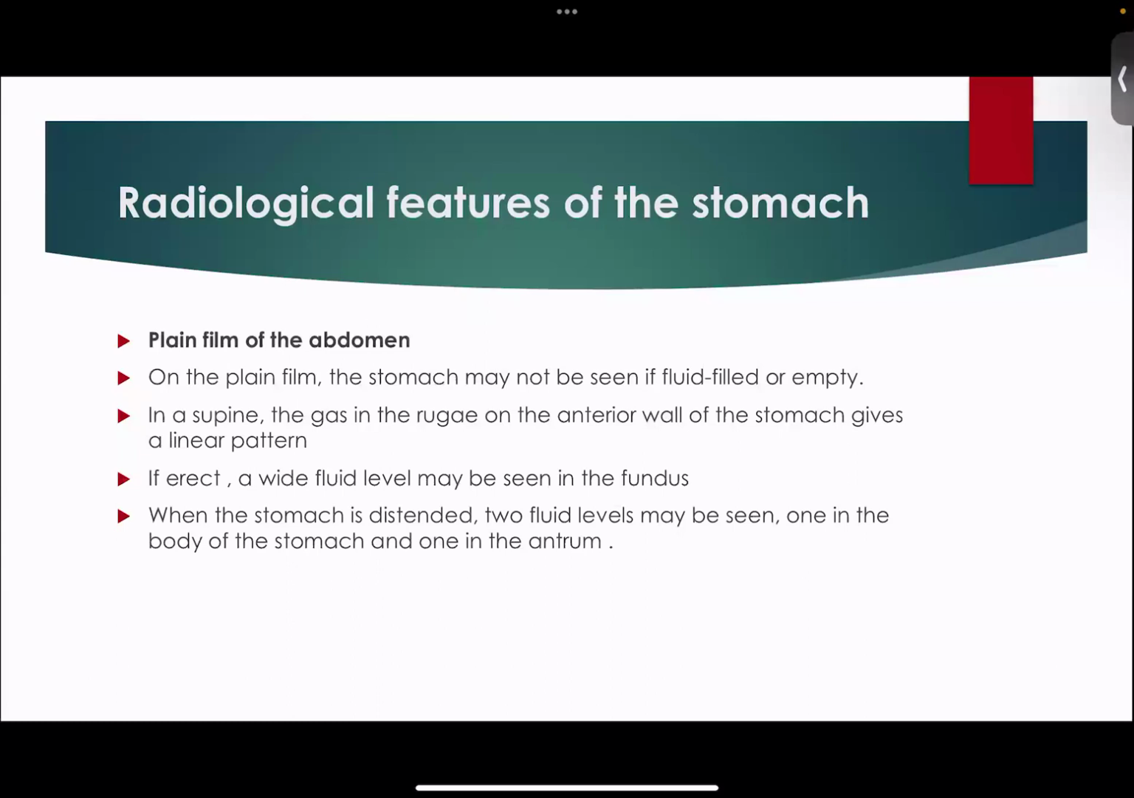We have either erect or supine. The stomach may not be seen if it is fluid filled or empty; it must be gas filled. In supine, the gas on the anterior wall will allow visualization of the rugae of the stomach, giving the linear pattern. And in erect position, we see a fluid level below the left hemidiaphragm in the fundus of the stomach. If the stomach is distended, maybe we see two fluid levels, one in the body of the stomach and one in the antrum.